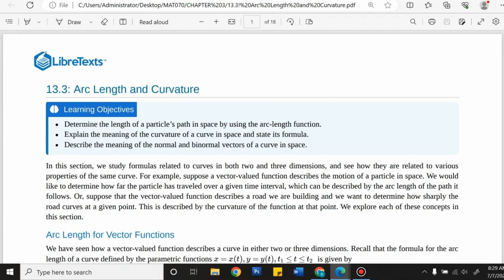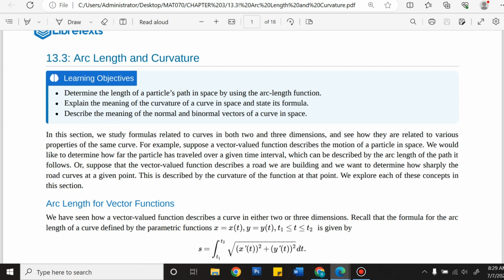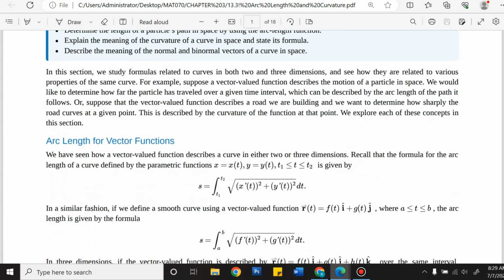Hello class. This morning we will be discussing the arc length and curvature. Okay, so how do we calculate arc length? The arc length formula, class, is equal to the integral of the square root of the first derivative of x of t and the first derivative of y, and we square both of them. We square both of them and we take the square root, and this is evaluated from T1 to T2.